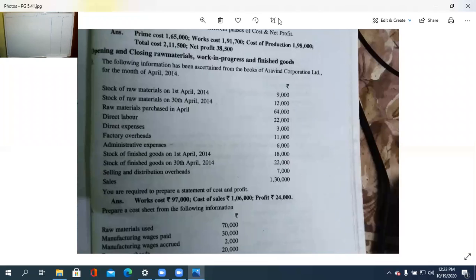See the question. Following information has been ascertained from the books of Aravind Corporation Limited for the month of April. Stock of raw materials on 1st April, then 30th April, RM purchased, direct labor, direct expenses, factory or administrative expenses, stock of finished goods, selling and distribution, sales. So there is no work in progress. Only for RM opening, closing, FG opening, closing. Okay, we will do it now.